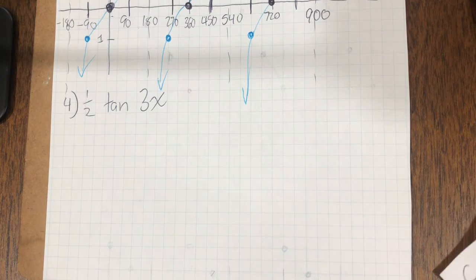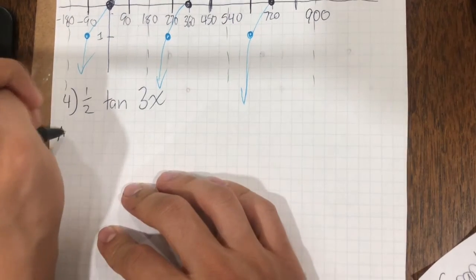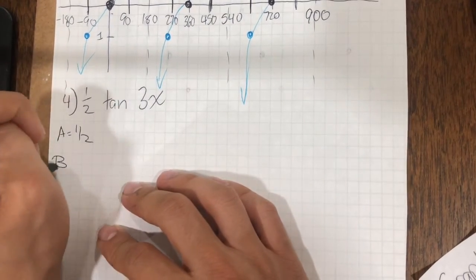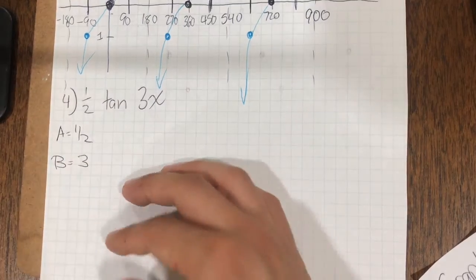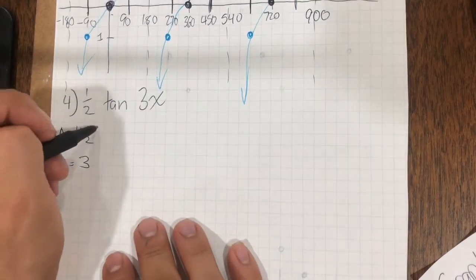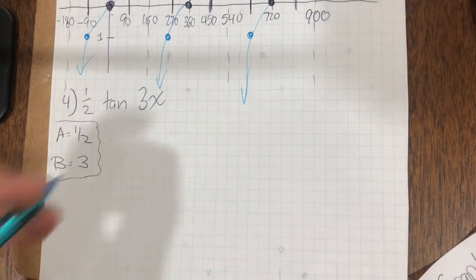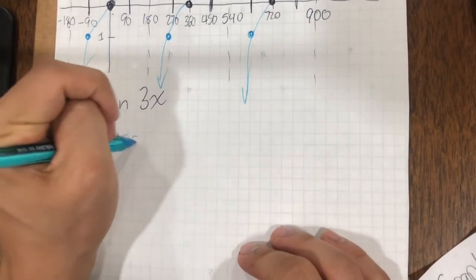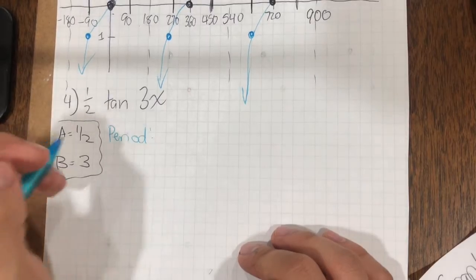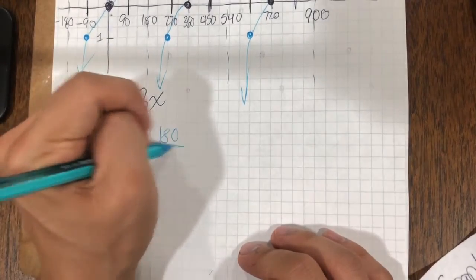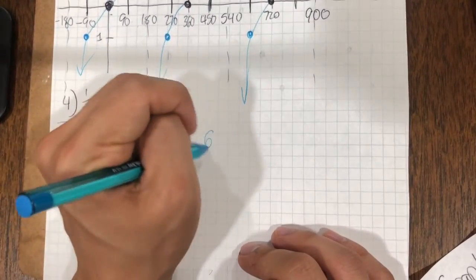So if we were to label, my A is going to be a half. My B is going to be 3. All right, so now we can figure out the period. I take 180 divided by 3, that should get me 60 degrees.